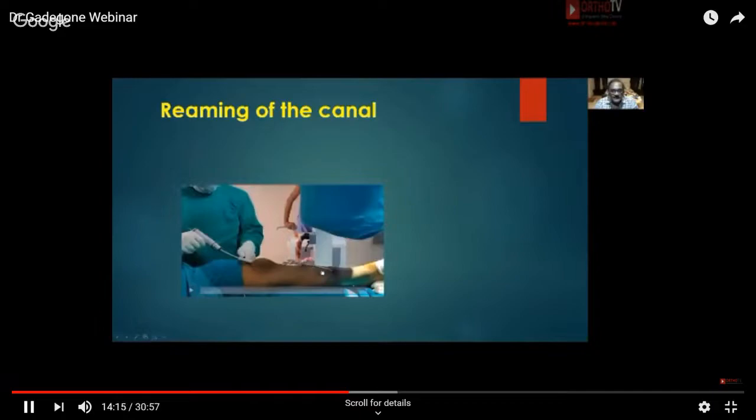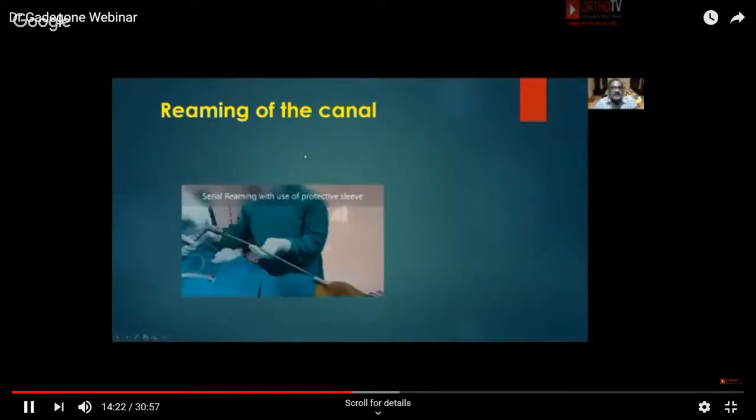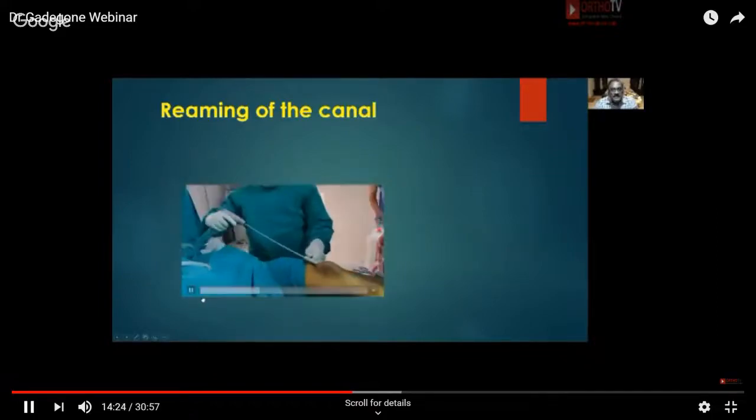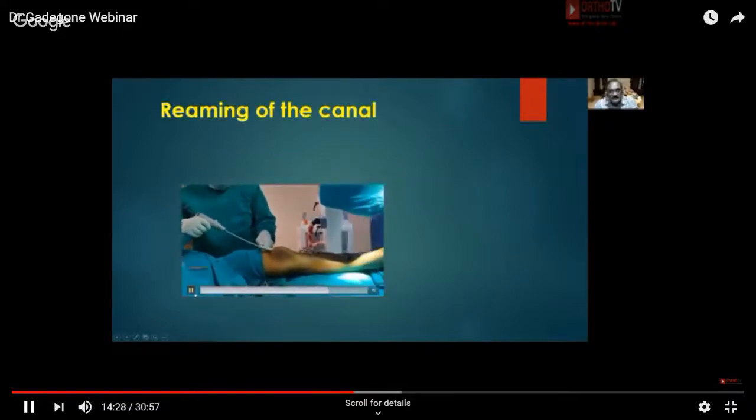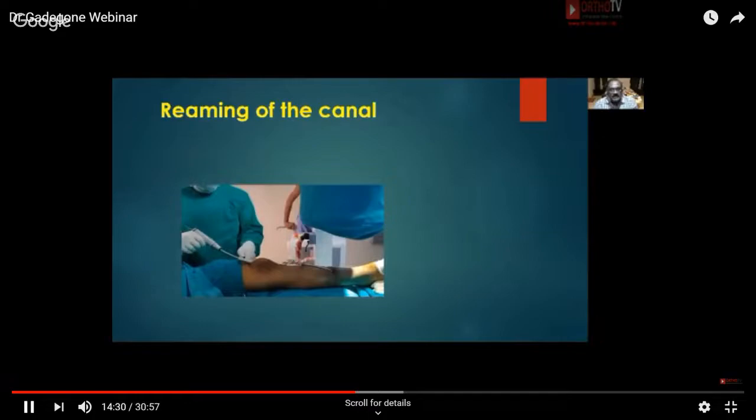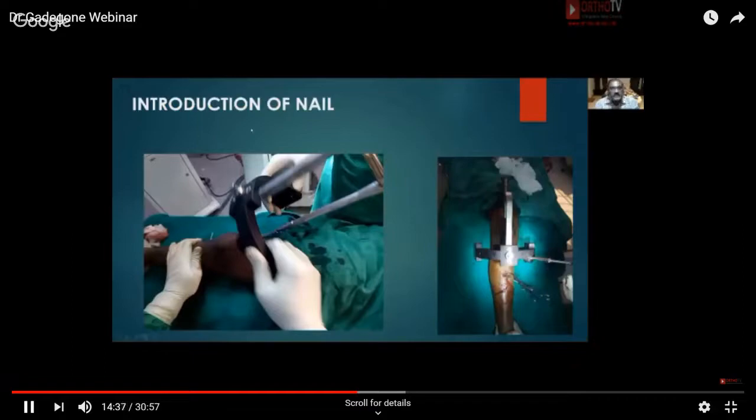You can see here, these are the clamps which will keep the fracture reduced. That is the most important thing. And this is the reaming of the canal, and we have to ream. If you want to pass a nail of about 10 mm, then reaming is done to 11 mm.